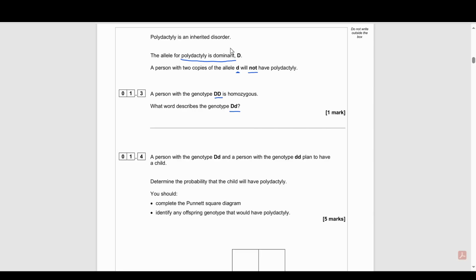So let's look at this sentence above. A person with the genotype capital D capital D is homozygous. Homozygous means that the alleles in the pair are the same. The term homo means same. Now if we look at our genotype in our question here, the alleles, capital D and lowercase d, are different. So we need to remind ourselves what term means that the alleles in the pair are different. Well, if homo is same, then different is hetero. We just add on the ending, just like homozygous, so it's going to be heterozygous.